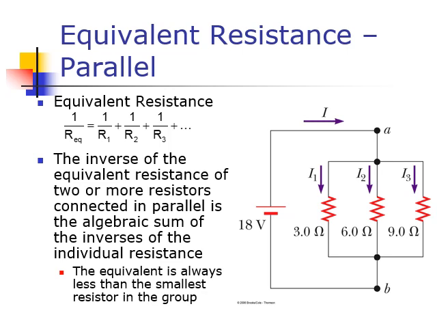Mathematically, this ends up meaning that the equivalent resistance is always less than the smallest resistor in the group. If you look at this circuit here on the right, we have 3 resistors in parallel. One is 3 ohms, the second one is 6 ohms, and the third one is 9 ohms. So we know that the equivalent resistance should be less than the smallest, so it should be less than 3. When I did the math out, I got that the equivalent resistance is about 1.6 ohms. So that does check out. It's less than any of our resistors.